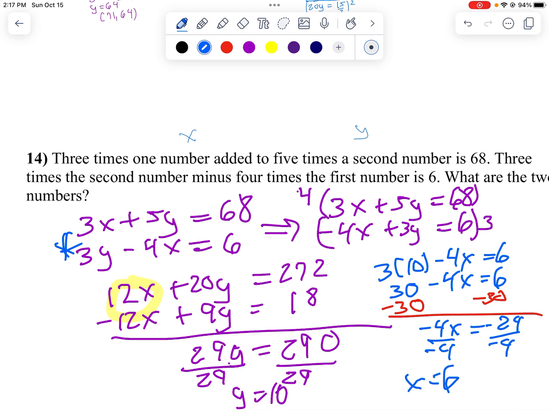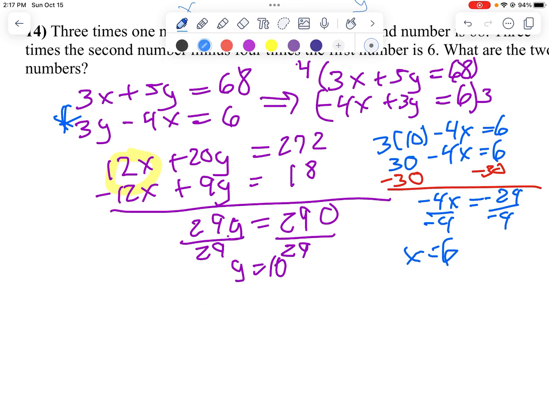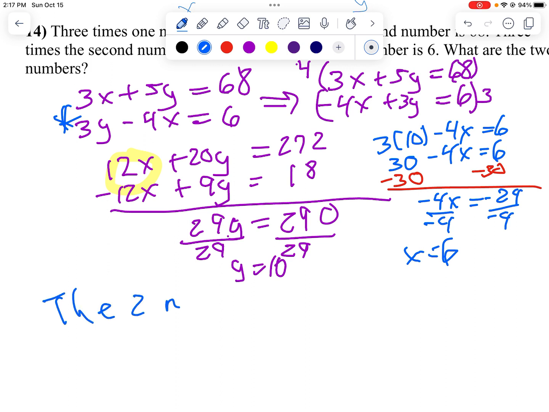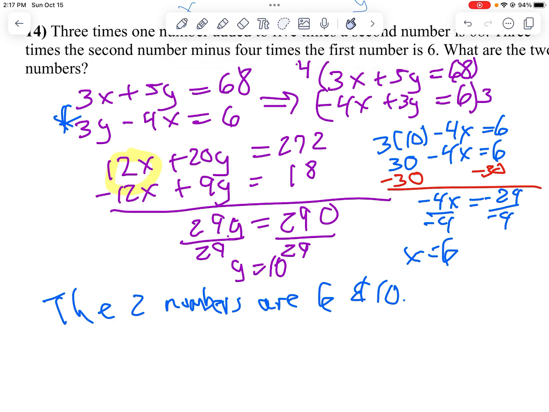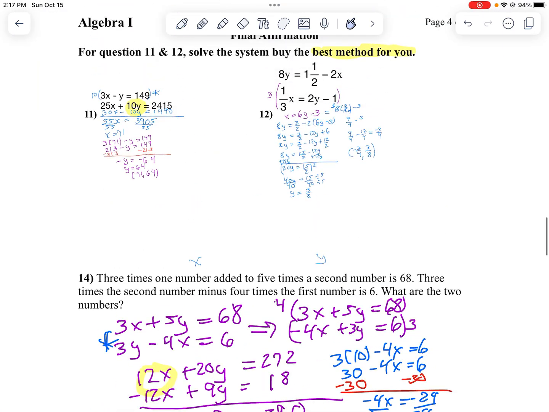And then what are the two numbers? So answer your questions. It's an application number. I would just say the two numbers are 6 and 10. There's your first application dealing with systems.